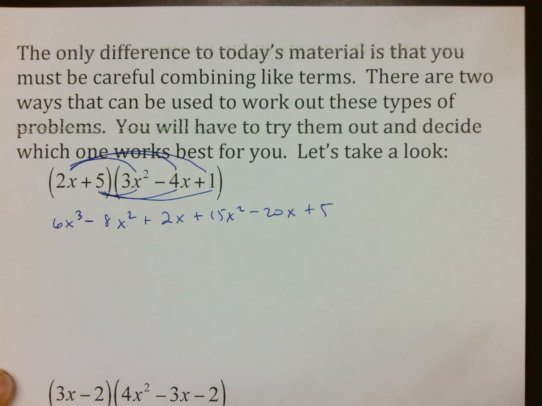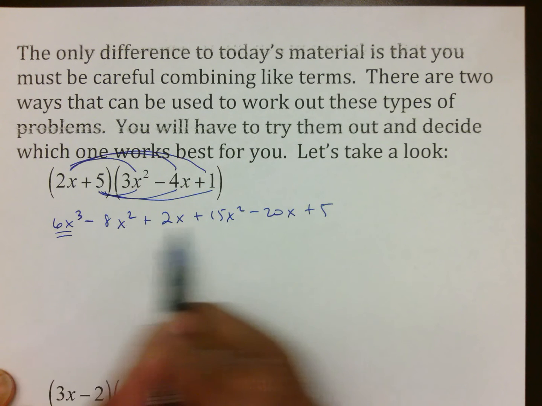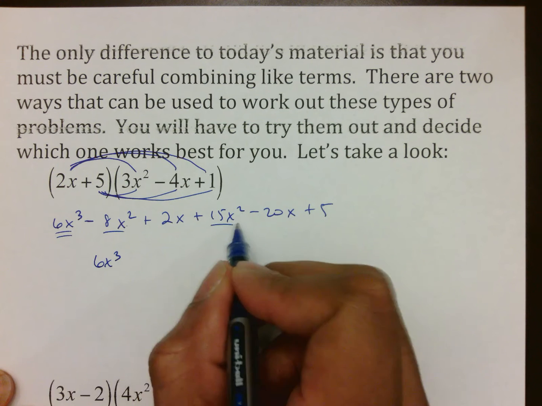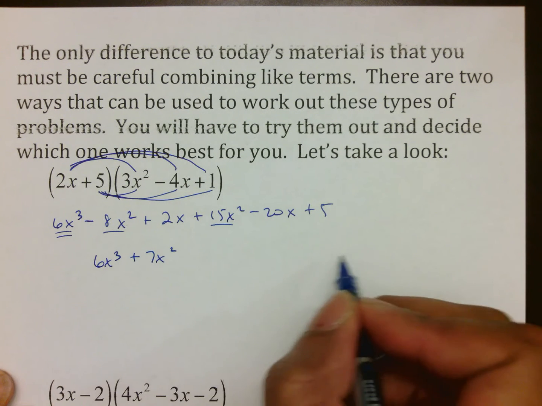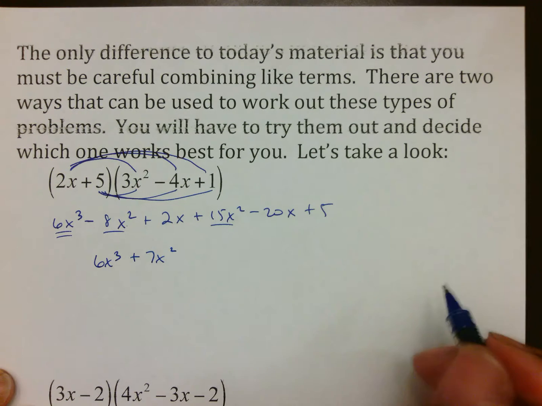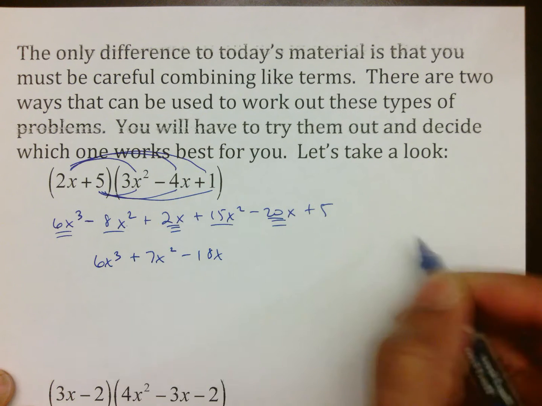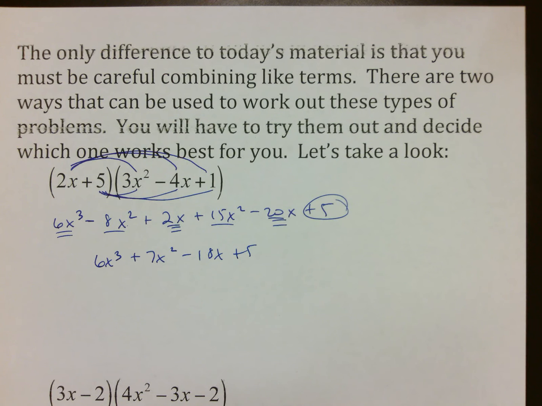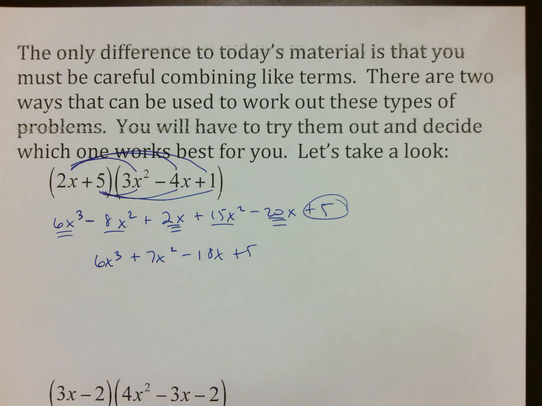The thing about doing that is that you need to make sure you're careful and that you look carefully whenever you go through it. 6x to the third has nothing to combine with, so we bring it down. Negative 8x squared meets with 15x squared. That's a negative 8 and a positive 15, which makes a positive 7x squared. You can check that with your calculator if you want. 2x meets negative 20x to make negative 18x, and then plus 5 just comes on down for the ride. So again, it's nothing really major. It's just the fact that instead of having 4 terms now you've got 6, and you've got to be careful in how you put them together.